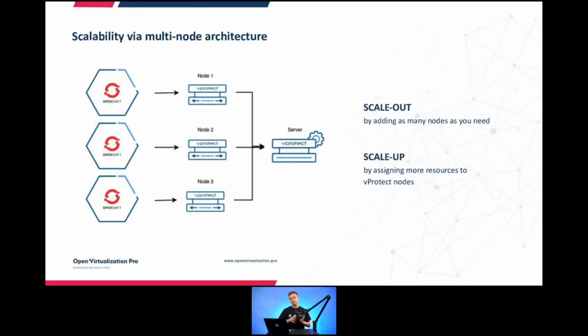Now, with Vprotect, we have actually two main components. One is the server, one is the node. The node is responsible for data movement, so it is actually connecting to your OpenShift cluster and doing the dirty job, while the server is centrally placed, easily accessible via RESTful API and web interface, so we can easily manage the overall platform.